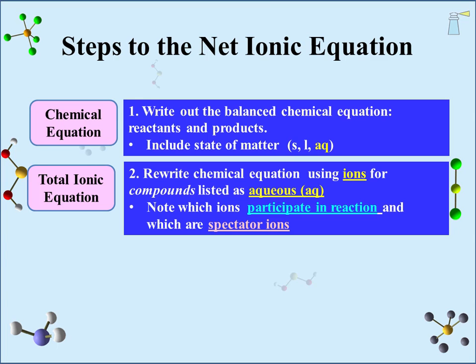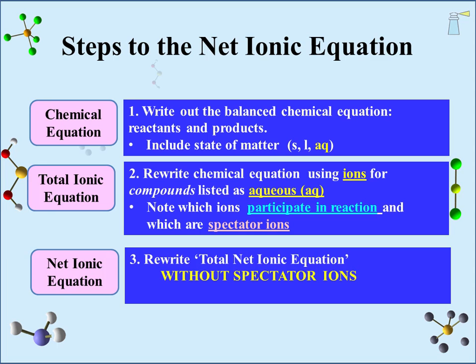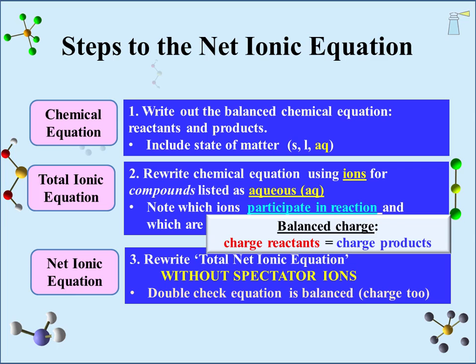Step 2 involves noting in the total ionic equation which ions participate in the reaction and which are spectator ions. That allows for step 3. Rewrite the total ionic equation without spectator ions. Finally, double check that the equation is still balanced. Also, double check that the total charge is balanced too. A balanced charge is one in which the total charges on the reactants are equal to the total charges on the products. The charge contribution of an ion is found by multiplying its charge by its coefficient.